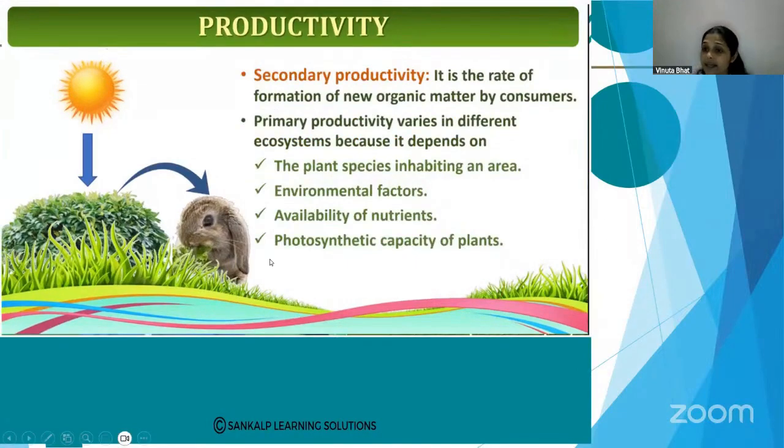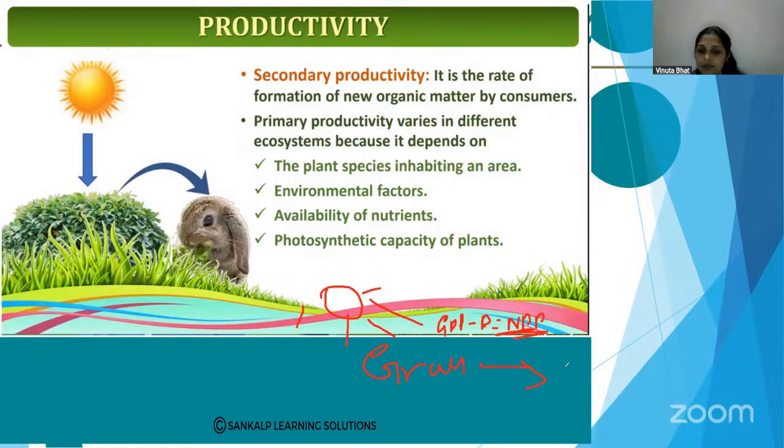Then what is secondary productivity? It is the rate of formation of new organic matter by consumers. So just imagine grass that uses the sunlight and produces products, so that is called gross primary productivity. Some amount is used by the plants for respiration, that is called R. So you will get the net primary productivity, okay, so NPP you will get.